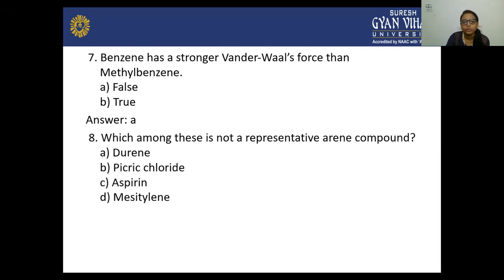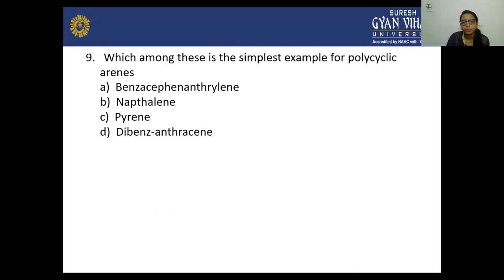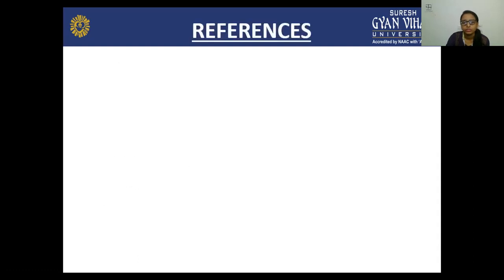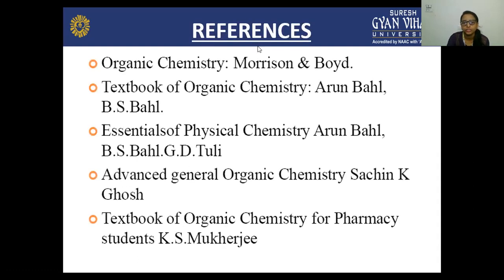That is false. Which among these is not a representative arene compound? That is picric chloride. Which among these is the simplest example of polycyclic arenes? That is naphthalene. Arenes are polar: false. So these are the references from where you can study this topic. And thank you so much for today's topic.